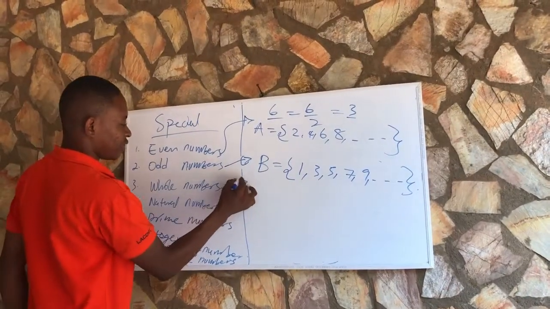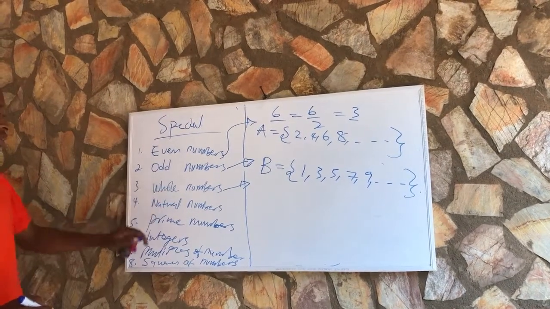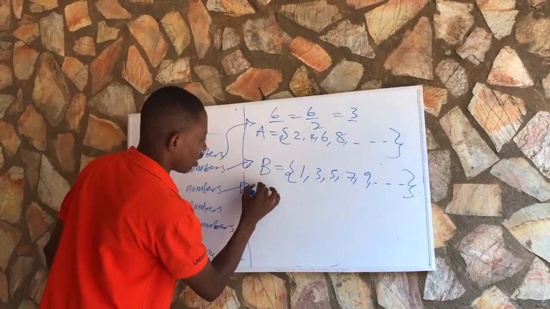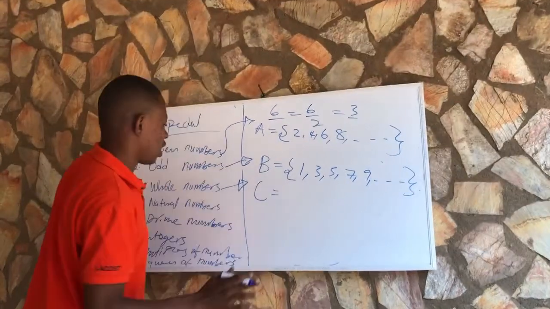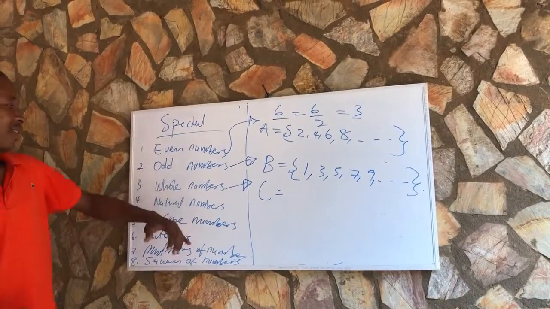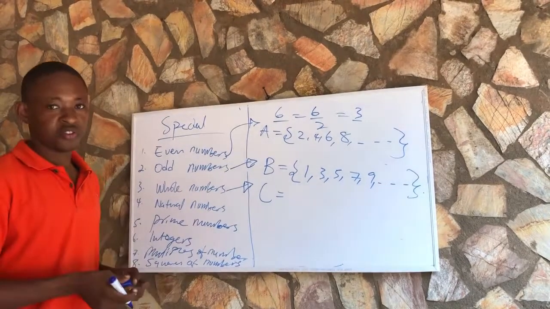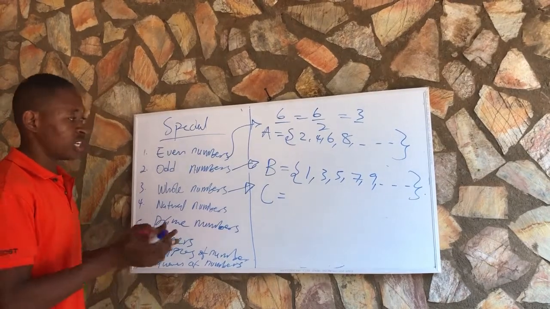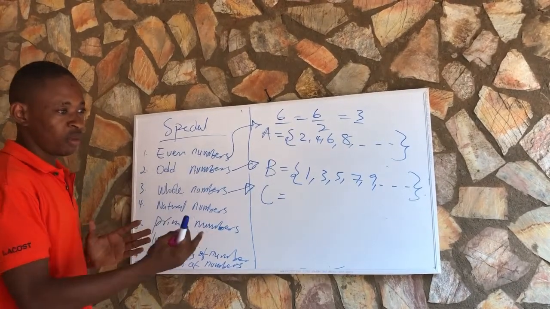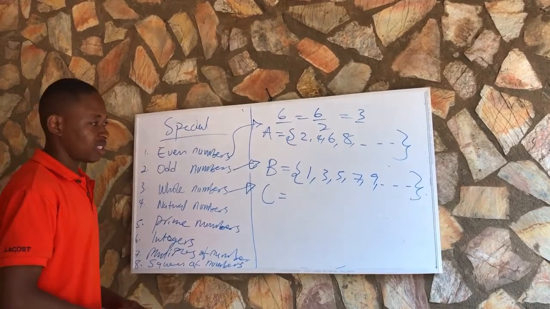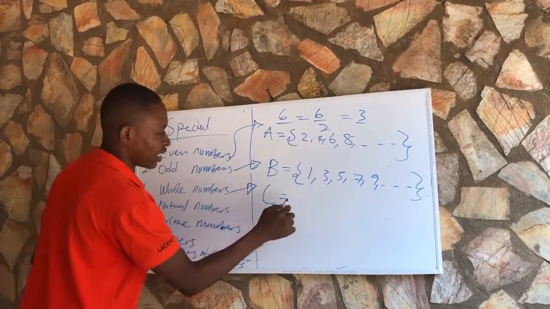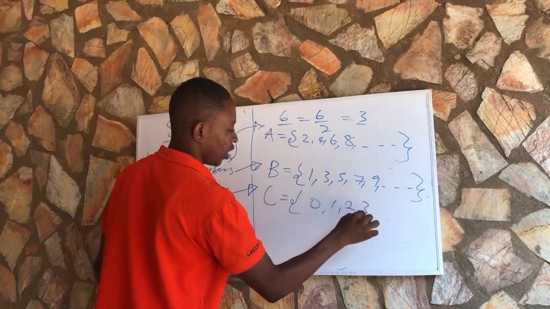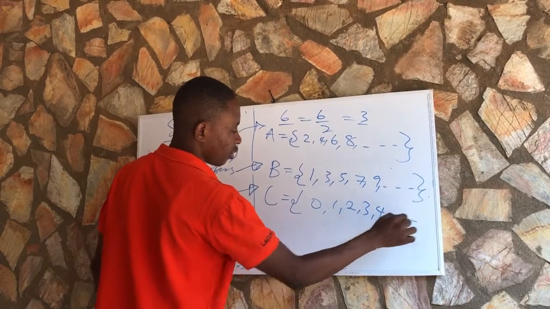The third special type of set is whole numbers. Whole numbers refer to all the numbers starting from 0 up to infinity. They are referred to as whole numbers because they are whole, they are not parts. So we have, for example, a set C. We have 0, 1, 2, 3, 4 going to infinity.